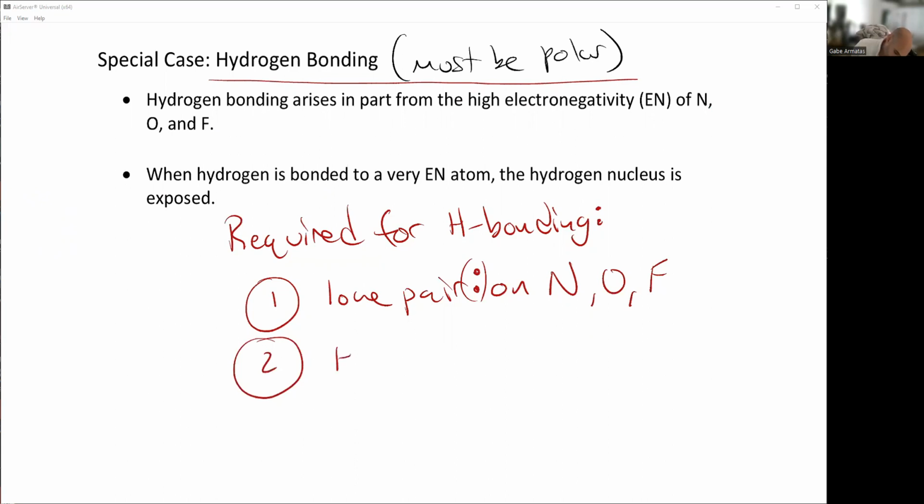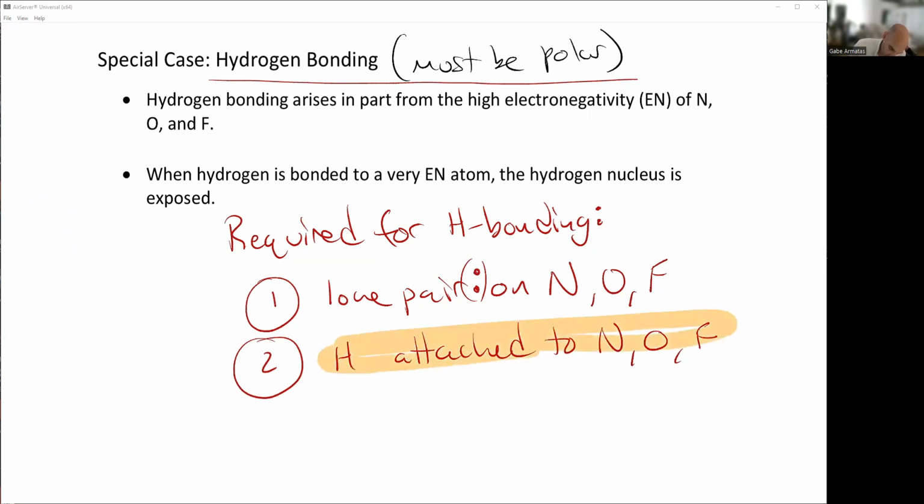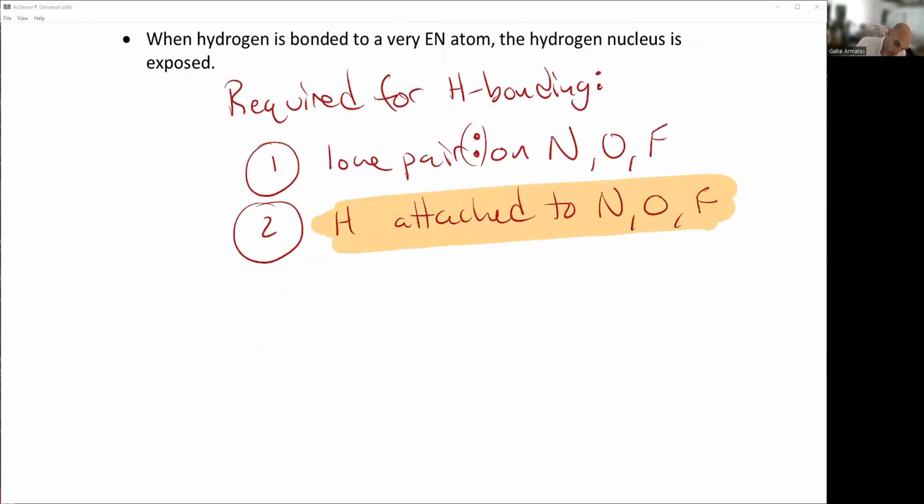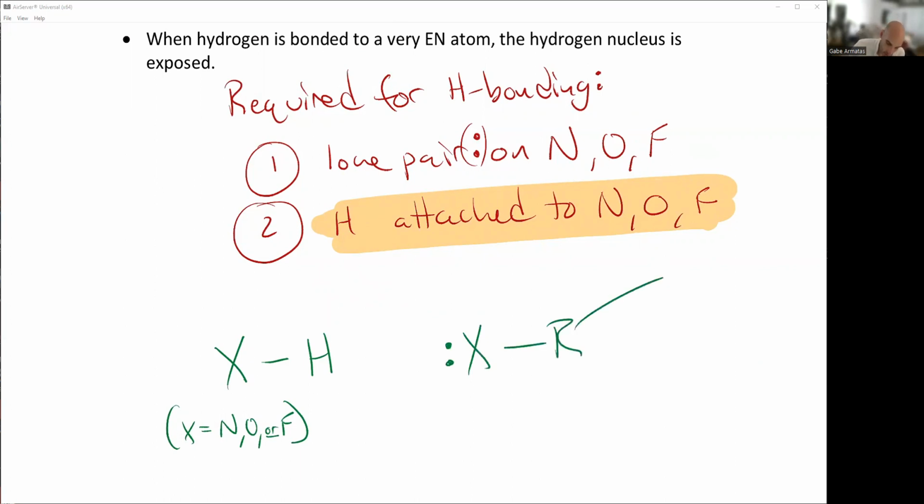Two, you need a hydrogen attached to nitrogen, oxygen, or fluorine. And in fact, this is the most important one, so you can probably pretty much just look for this. But you do have to have that lone pair in order for those things to be attracted, and I'll show you why in just a second. So what this looks like is, if I have my compound XH, where X is equal to nitrogen, oxygen, or fluorine, and I have another X nearby, and by the way, whenever I say R, an R group is just some organic group. It's just some organic stuff, carbon, hydrogen, nitrogen, who knows, but it doesn't really matter. It's just some other stuff.